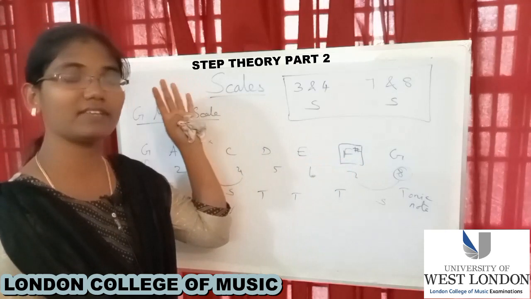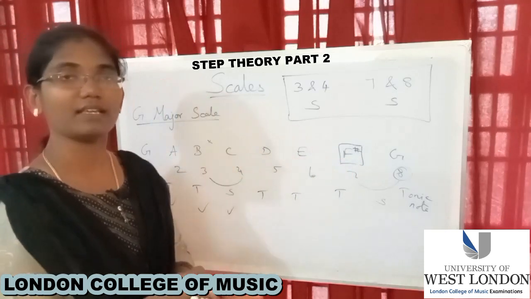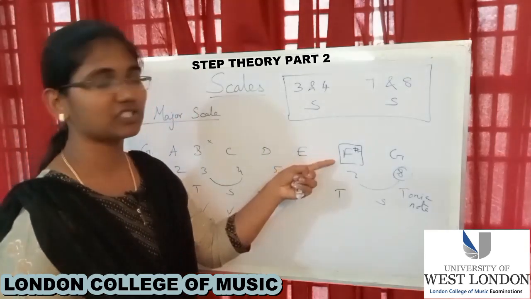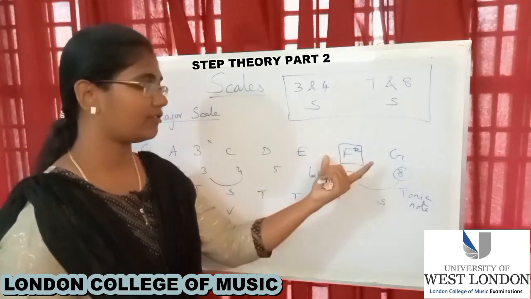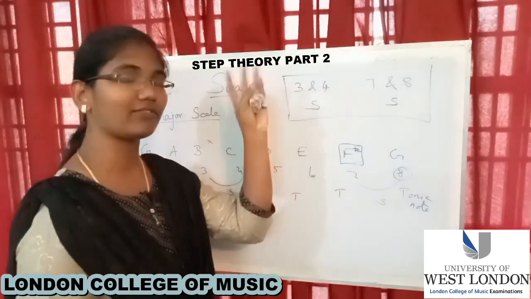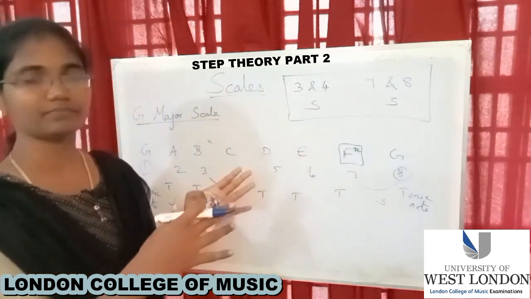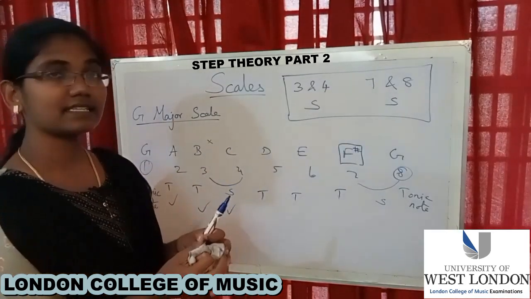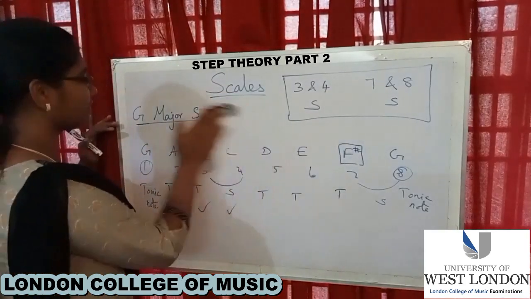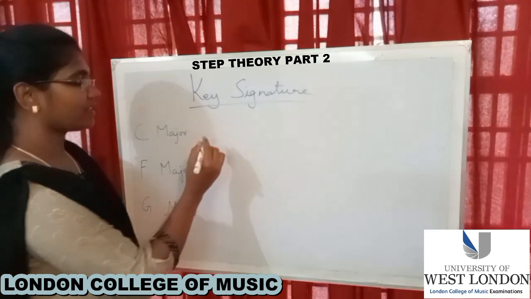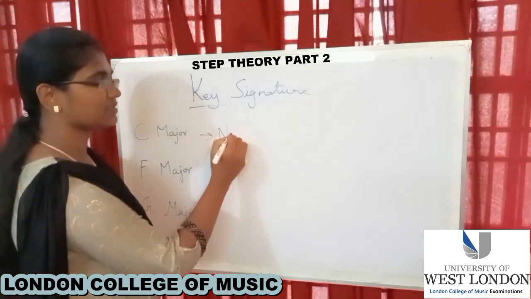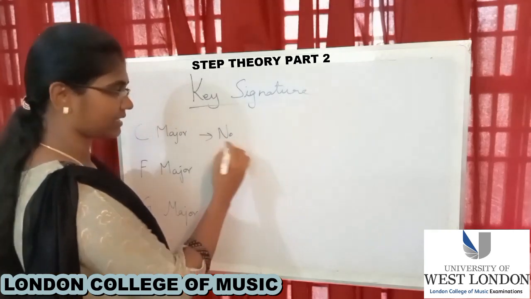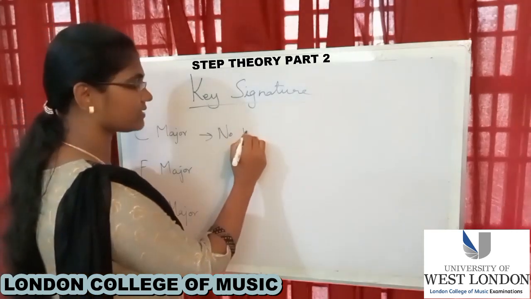In F major we add the flat for B, right? So in F major B flat is very important. Here F sharp is important. We have to denote this sharp and flat at the beginning of the staff line. That is the key signature. We will see that now. In C major there is no key signature because we are not adding any sharp or flat in C major, right? So C major, no key signature.